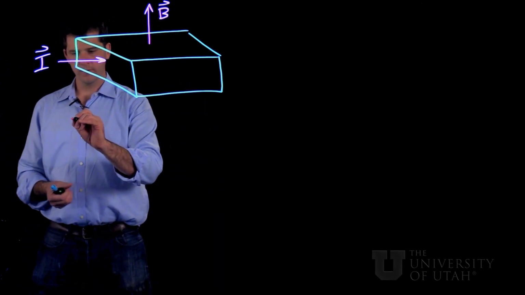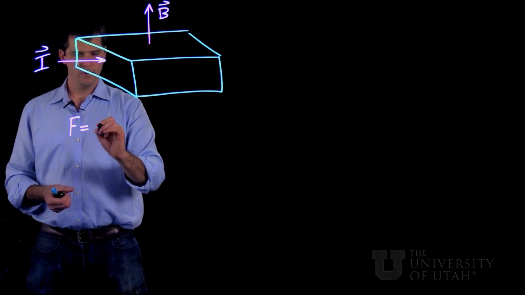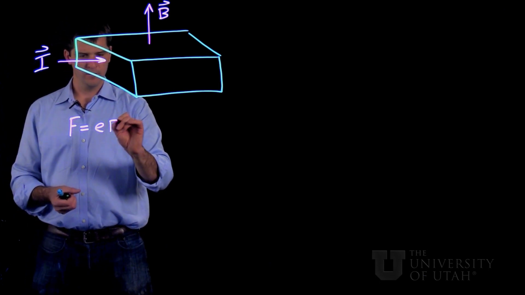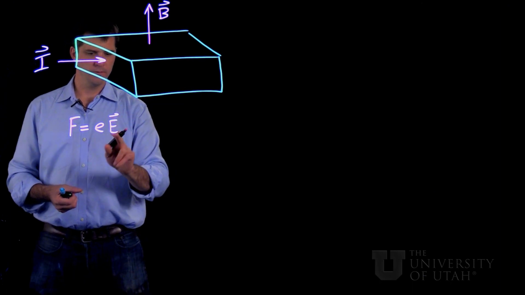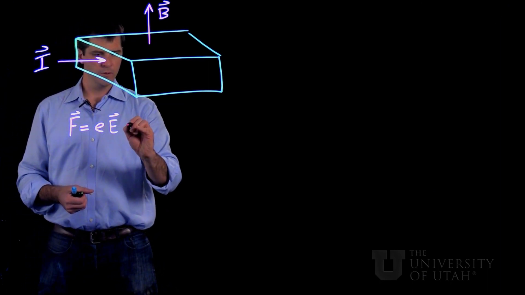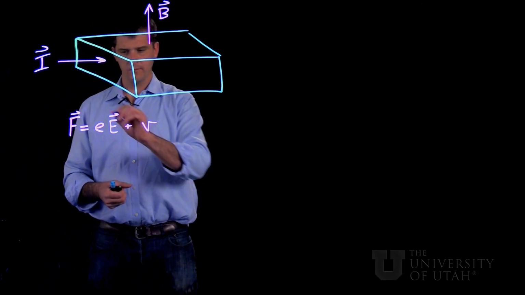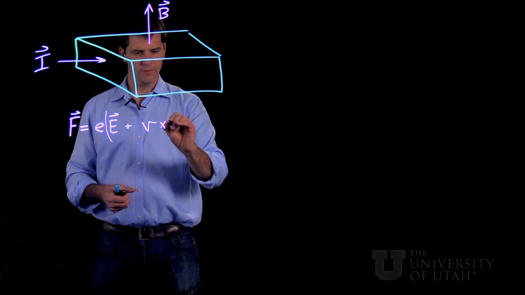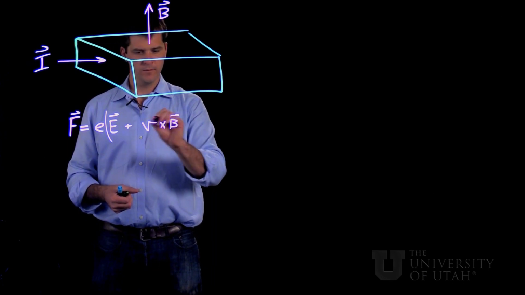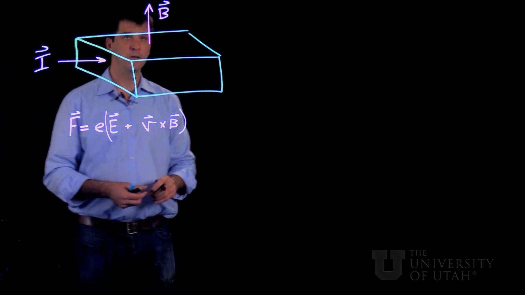Now the force on a charge carrier is composed of a component caused by the E field, which we've already discussed, but also there's a component that's due to the magnetic field, and it's a little more complicated because it's the velocity of the charge carrier crossed with the B field.